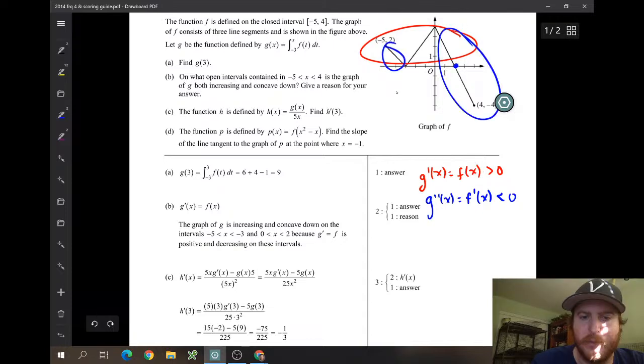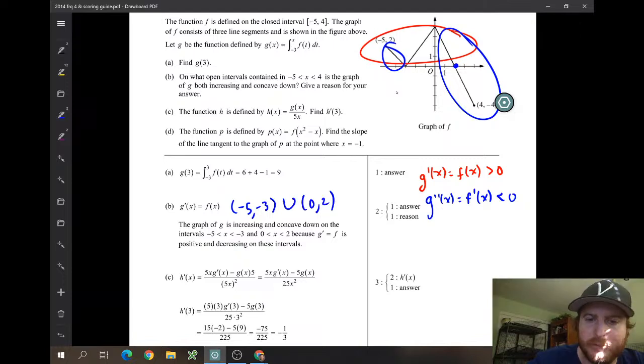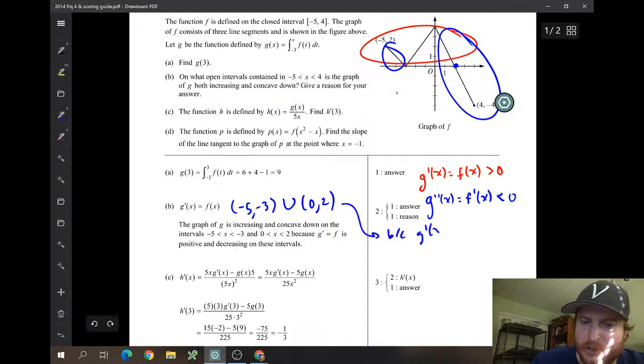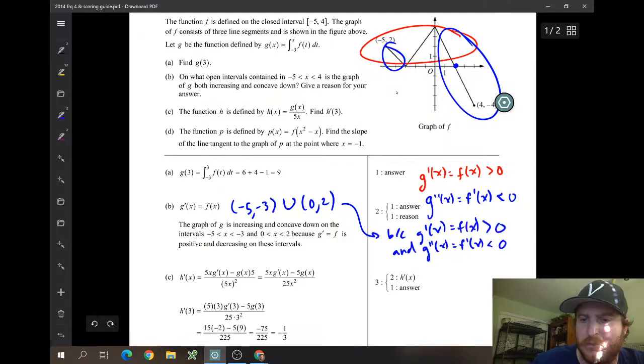In this case, they wrote it in inequality form. But, to Brandon's point, had you put -5 to -3, union 0 to 2, you would have also gotten full credit. I would have written that g prime of x equals f of x is greater than 0, and g double prime of x equals f prime of x is less than 0, because that's all I did. Okay, and this would be full credit. So if I wrote just this, I would get full credit.